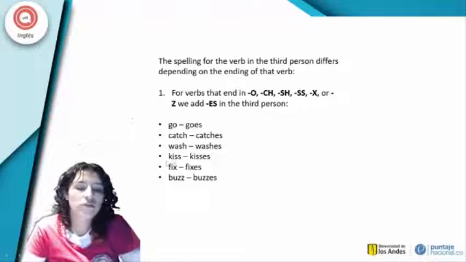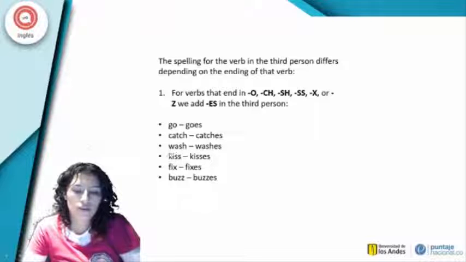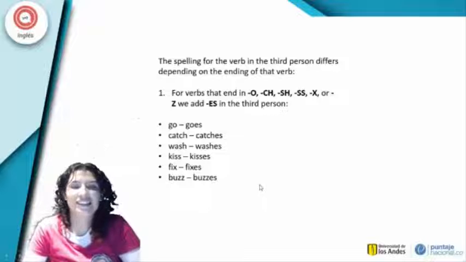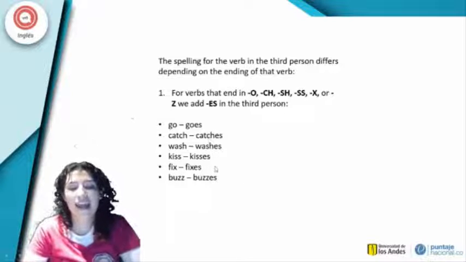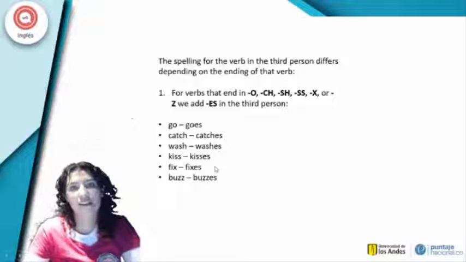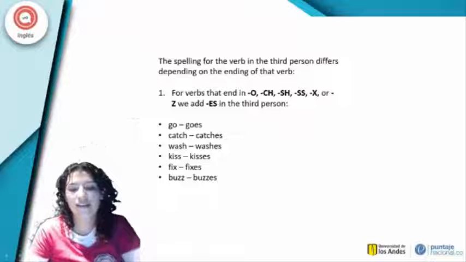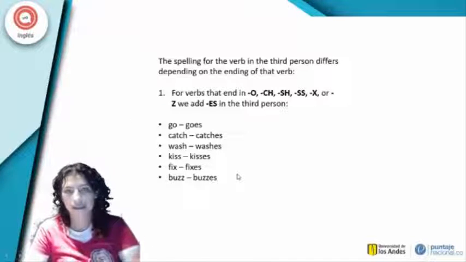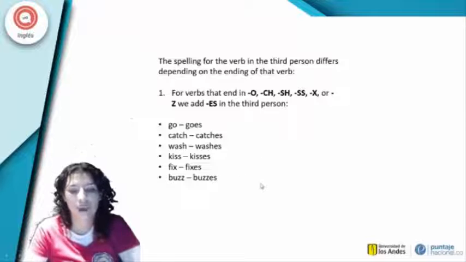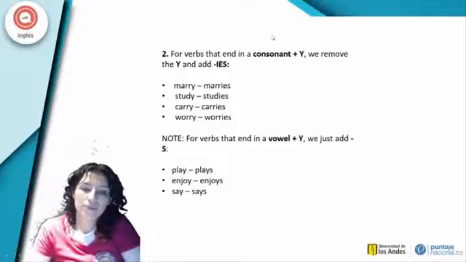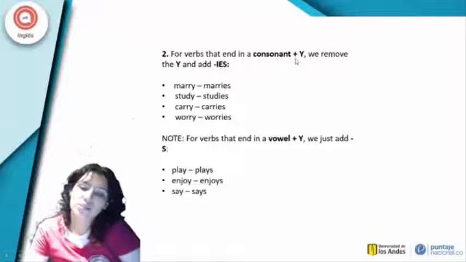¿Cómo haríamos una pronunciación de kiss poniéndole una S más? Kiss. Entonces tenemos que poner la ES para que se note que estamos hablando en presente simple de la tercera persona. Sería kisses. Igual que fix, fixes. No, tenemos que poner la ES para que el sonido sea coherente. ¿Ok? Let's continue. Number 2, we have verbs that end in a consonant plus Y.